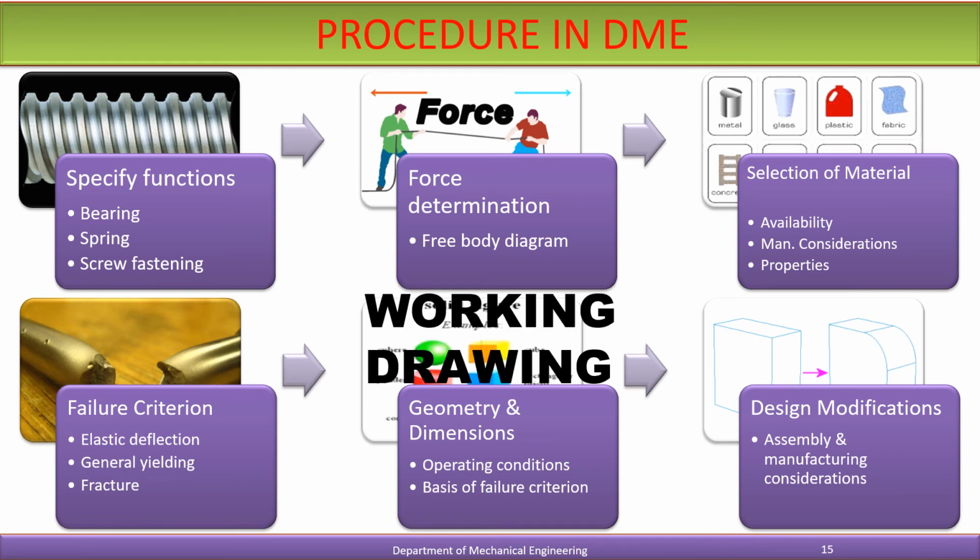Then it moves to the working drawing, the last step of the design of machine elements. We need to prepare a working drawing of the machine elements showing the dimensions, tolerances, surface finish, grades, geometric tolerances, and special production requirements like heat treatment, etc.